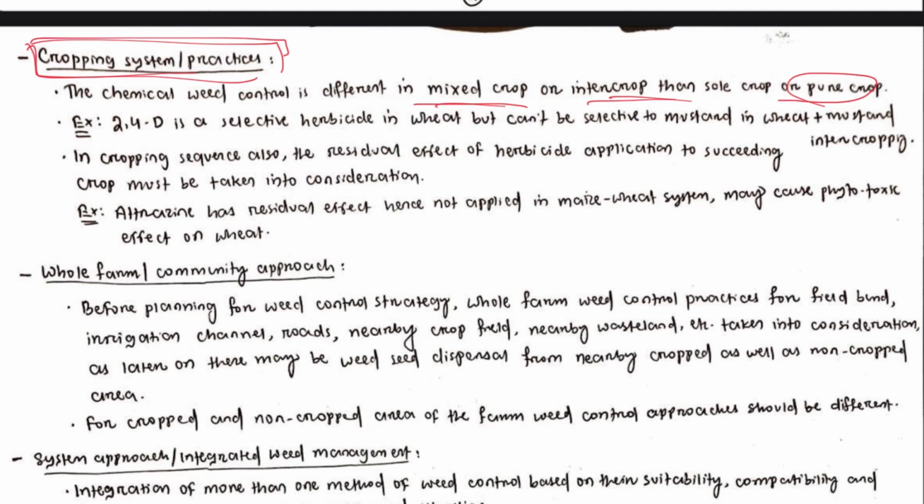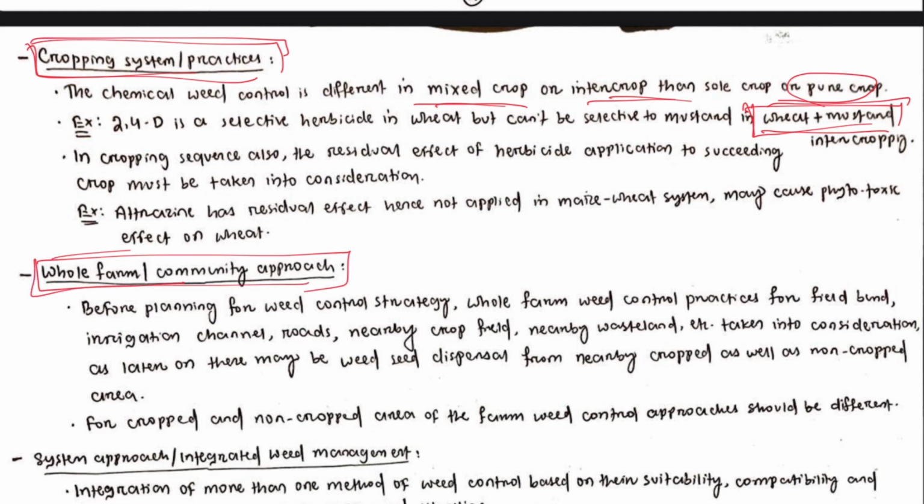So we need to study what crop we are taking, and again this is about multiple cropping. If we are going for intercropping, the herbicide may be selective for one crop and may not be selective for other crops. So we need to take care of what herbicide we are taking, and in what cropping practice or situation, and whether it will suit all those component crops.